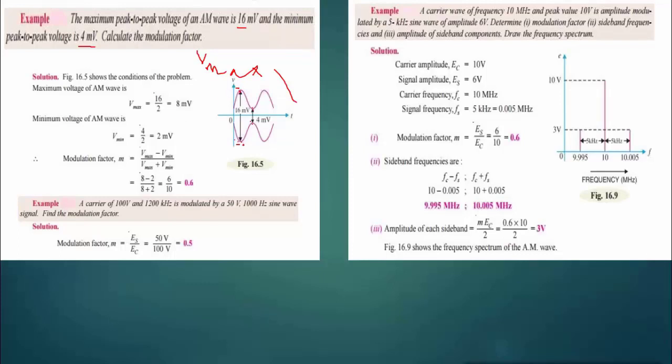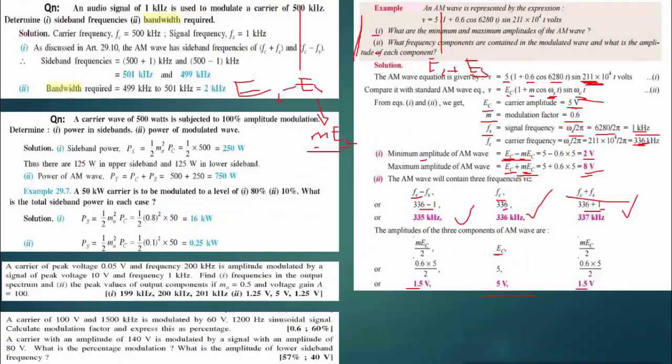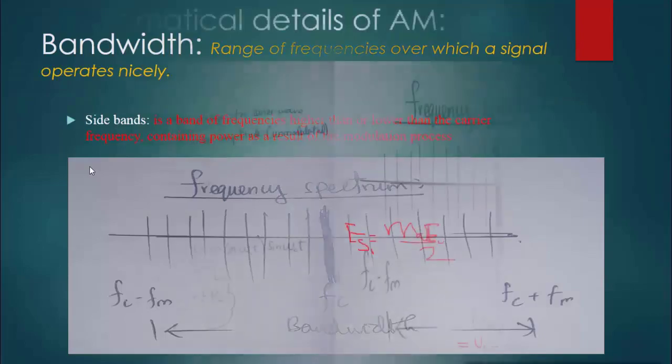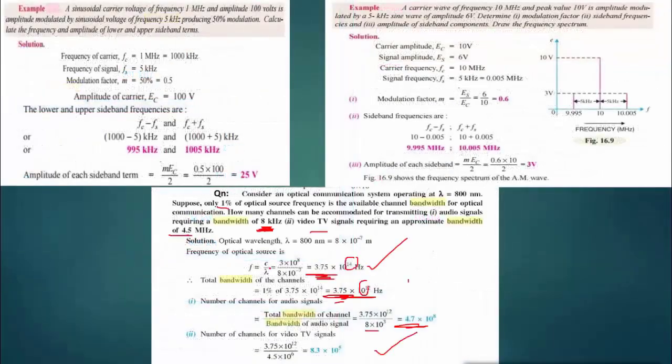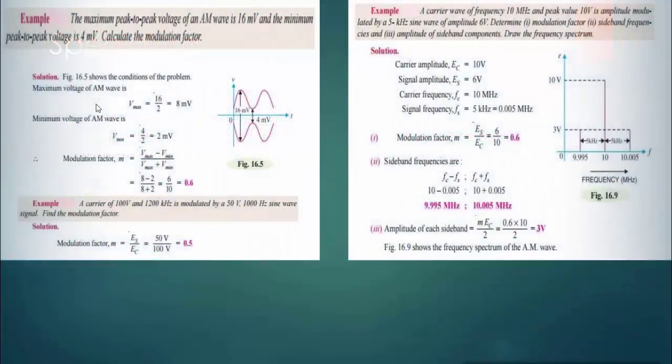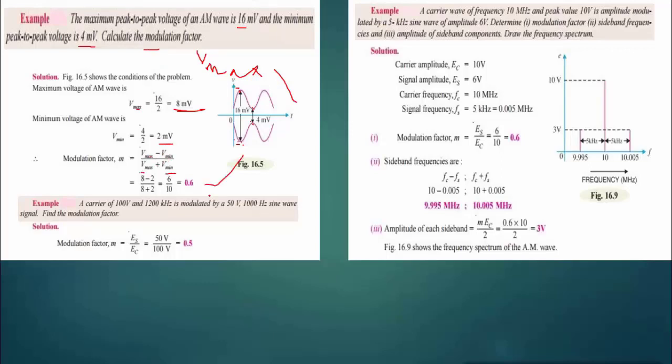Kwa maximum peak to peak ni 16, so half yake divide by 2 tunapata V maximum. Kama unakumbuka mwanzo, you can refer hapa wakati naelezea hizi, okay? You just go back and refer. So again, V minimum is equal to peak to peak ya troughs hizi hapa, so inakuwa ni 4 divided by 2 napata hiyo. So modulation factor unakumbuka formula yetu, V maximum minus V minimum, V maximum plus V minimum, then you get your value hapo, 8 minus 2, 8 plus 2.